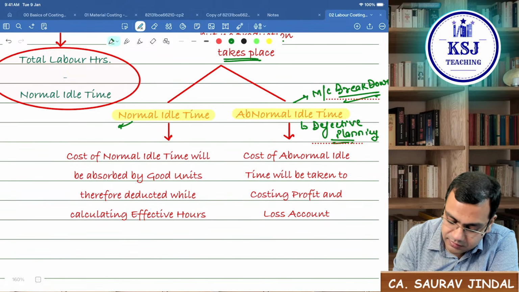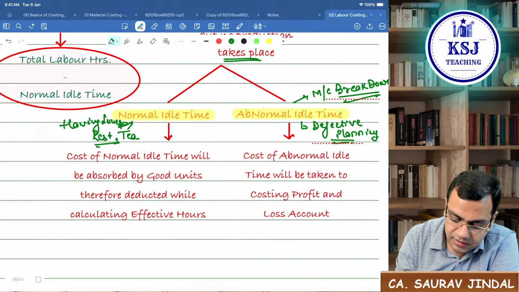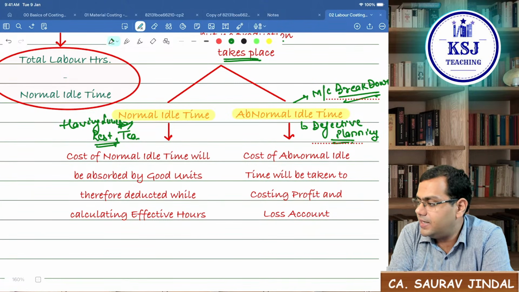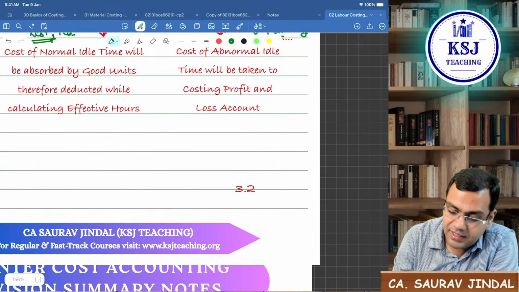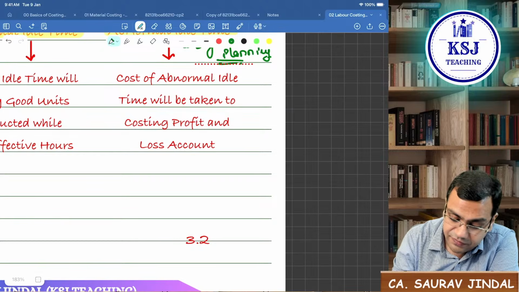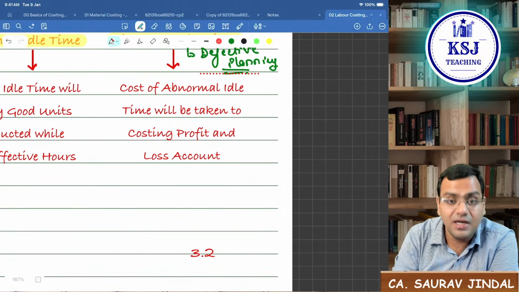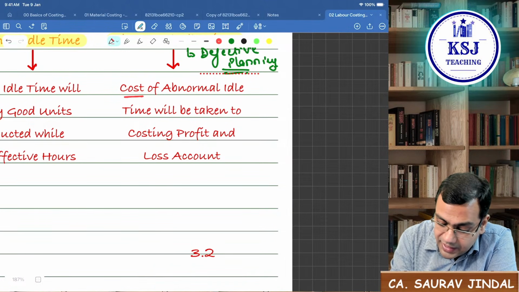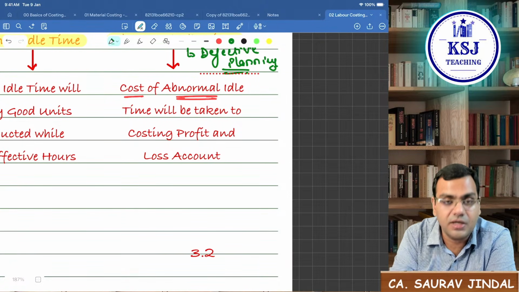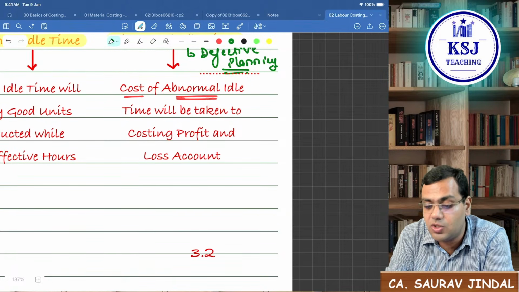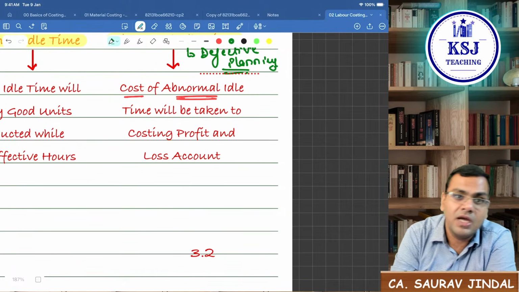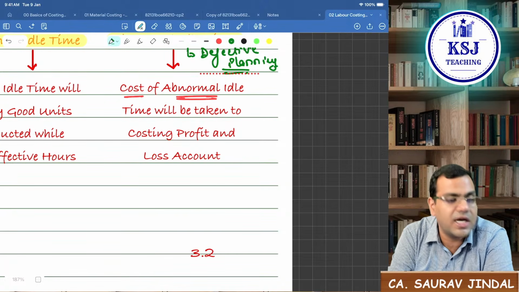Normal idle time is what? Having lunch, rest, tea, coffee, right? So this is your normal idle time. Now this abnormal idle time, the labor cost for this abnormal idle time, will you charge it from your customer? No way. You cannot charge it from your customer. Even if it is due to defective planning, it was your problem. How can you charge it from your customer?